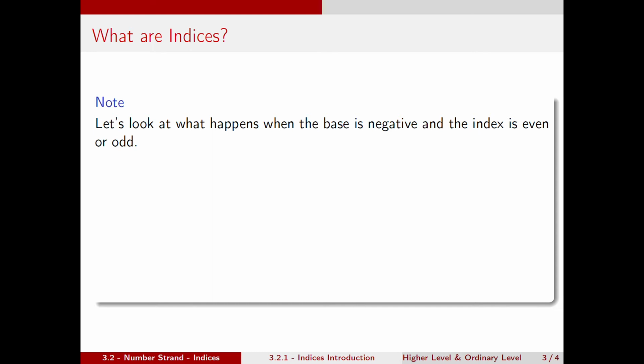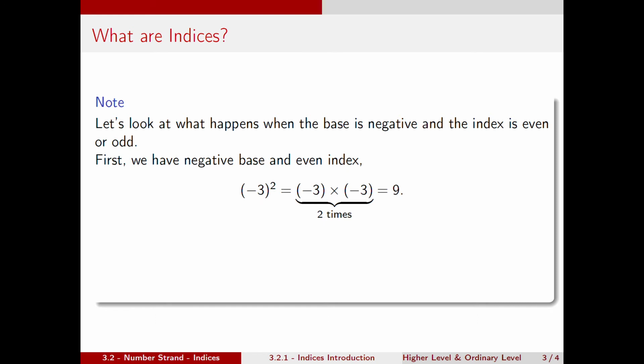So let's look at what happens when the base is negative and the index is even or odd. So previously we had a was some real number, but let's, for this case, take a to be minus 3 and take the index to be 2. So minus 3 to the power of 2 is minus 3 by itself 2 times. So we have minus 3 times minus 3. Well, a minus by a minus is a plus, so our result will be positive, and 3 times 3 is 9. So minus 3 squared is 9.